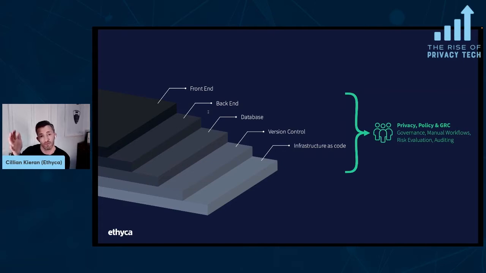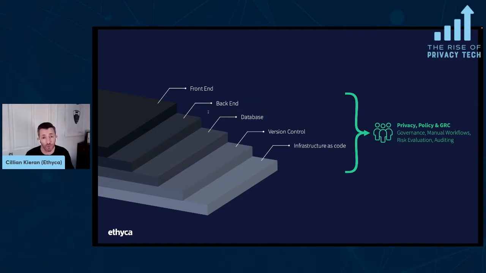Privacy tends to sit asynchronously and alongside that, right? In some very sophisticated organizations, they're increasingly trying to insert this into the software development lifecycle, but it's challenging. The tools don't exist. So instead, privacy and governance becomes a parallel process, right? Governance, manual workflows, risk evaluations, privacy reviews, auditing, continuous meetings.